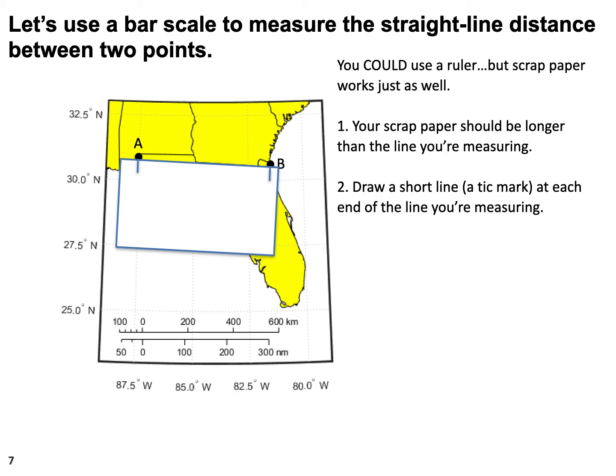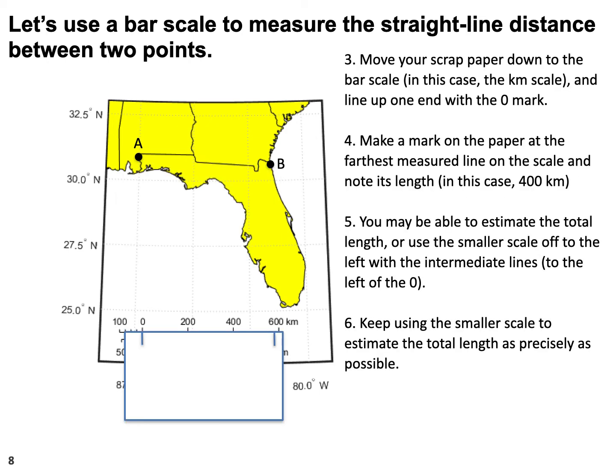Okay, so let's see in the next bit what we're going to do. The next step would be to move your scrap piece of paper down to the bar scale, in this case the kilometer scale, and line up one end with the 0 mark. So next, make a mark on the paper at the farthest measured line on the scale and note its length. In this case, I've made a mark to 400 kilometers. And then we're going to use the scale again to estimate the total length.